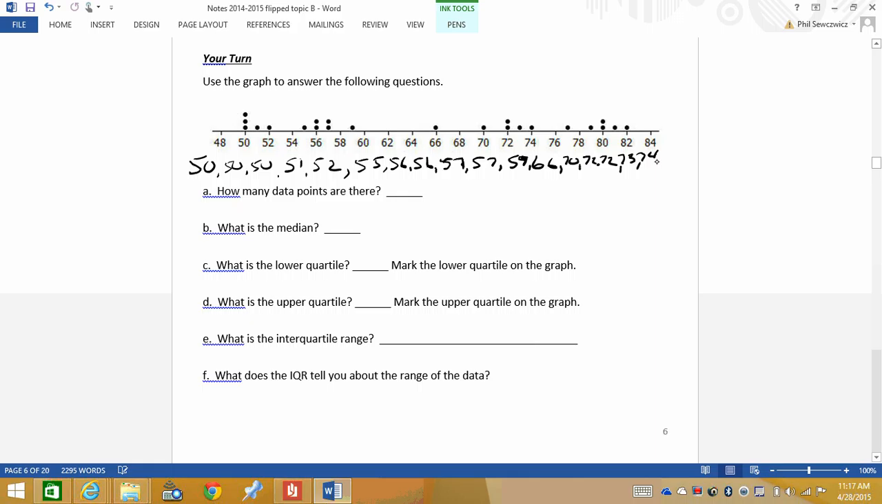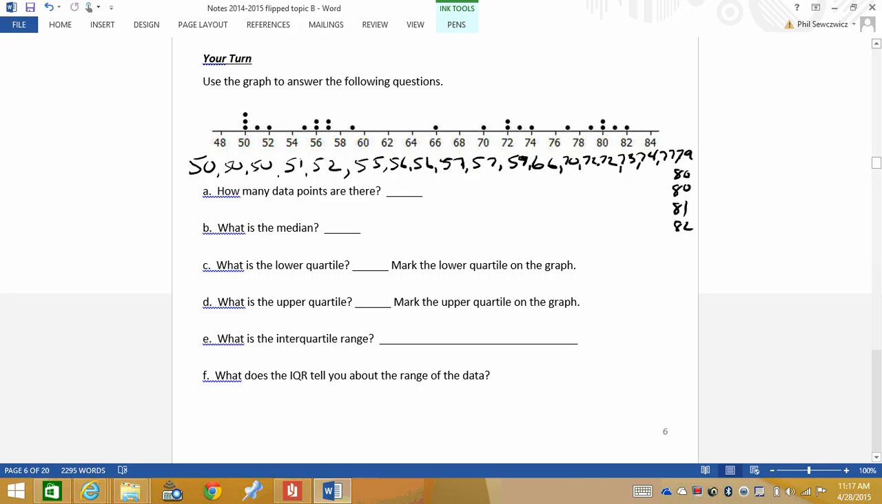A 73, a 74, a 76, a 77, a 79, and then we've got 2 80s. So what I'm going to have to do here is scrunch mine in. I'm going to work down the page. 80, 80, 81, and an 82.